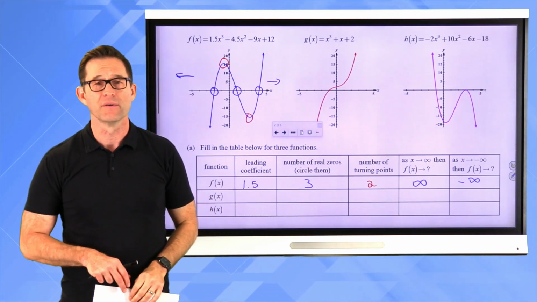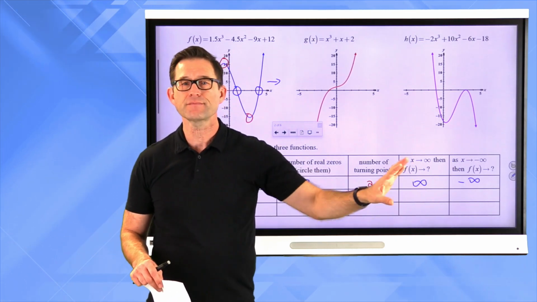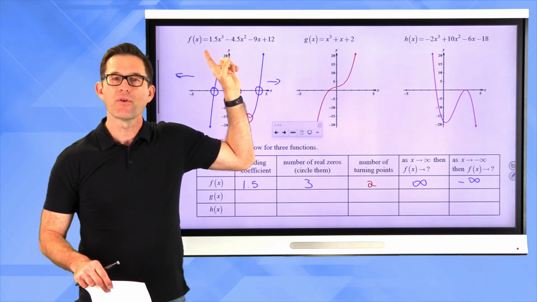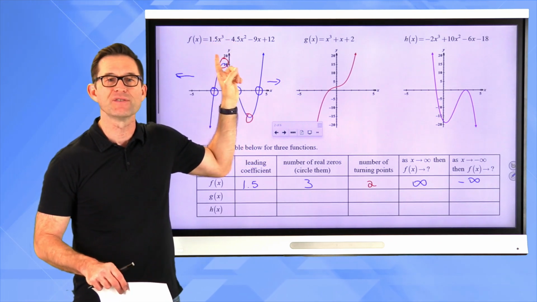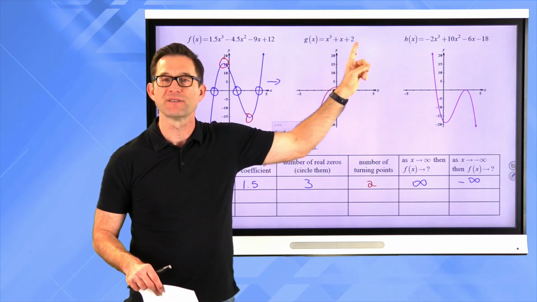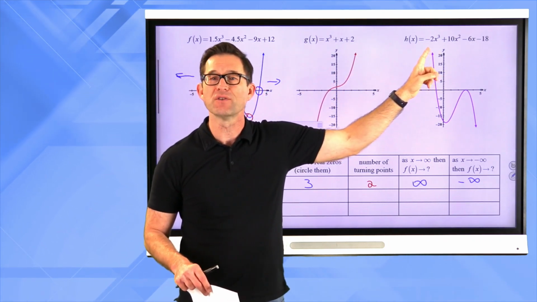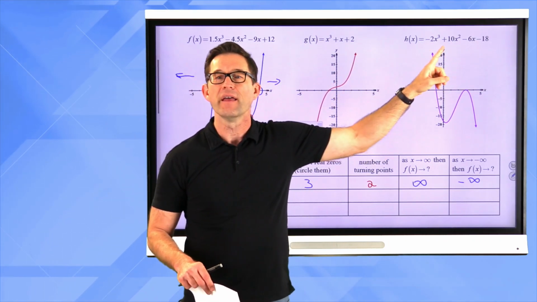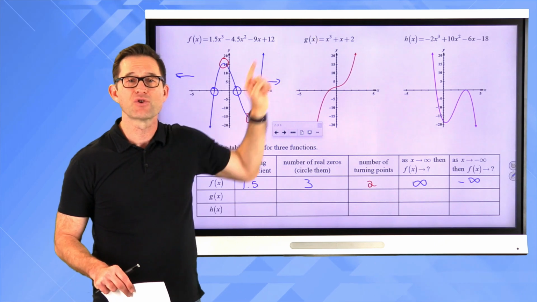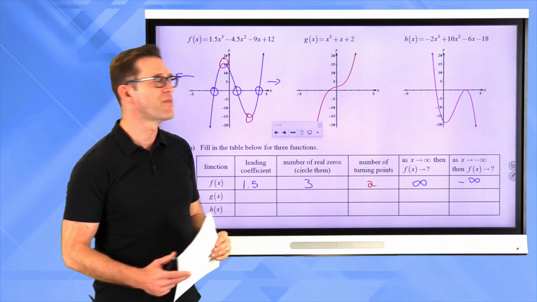Now, real quick reminder of something that we saw in our last lesson. The long-run behavior of any polynomial is always dictated by a power function of the highest term. So in other words, the long-run behavior of f of x is really just dictated by 1.5x cubed. The long-run behavior of g of x equals x cubed plus x plus 2 is just dictated by 1x cubed, and the long-run behavior of h of x equals negative 2x cubed, etc., is just dictated by the negative 2x cubed. So we can understand why it's heading up in this direction and down in that direction by simply looking at that particular term. Now let's fill in the rest of them.